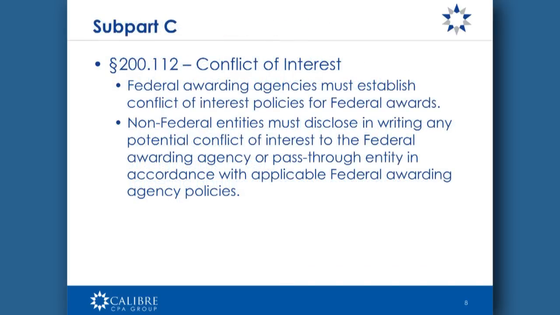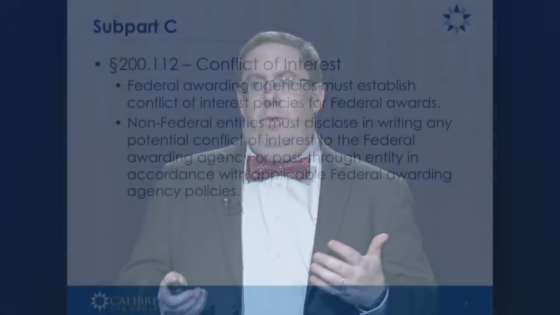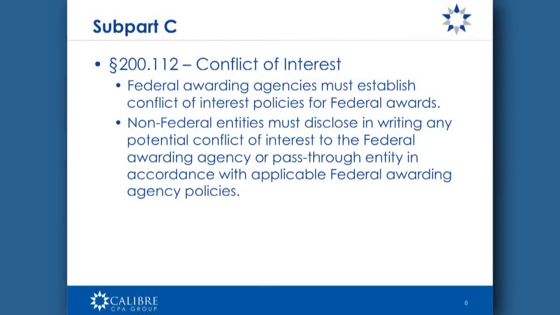So some of the things that they've put in specifically to address these: the super circular itself has many subparts and sections. I'm not going to go through each of them now, that would take hours. But some of the highlights that I think are important, starting with subpart C, talk about conflict of interest. As we talked about, one of their stated objectives was to take a more risk-based approach and focus more on fraud, waste, and abuse. And obviously as part of that, there's a conflict of interest issue. So the awarding agencies have to have conflict of interest policies. More importantly, and probably more relevant to you all, non-federal entities, basically the recipient organizations, have to disclose potential conflicts of interest to the federal awarding agency.